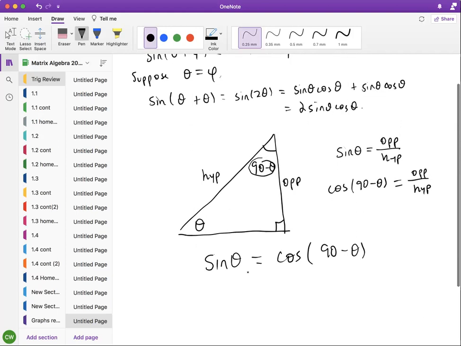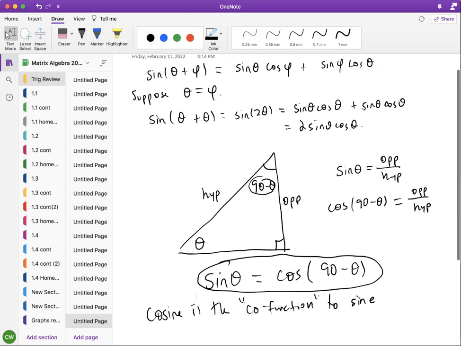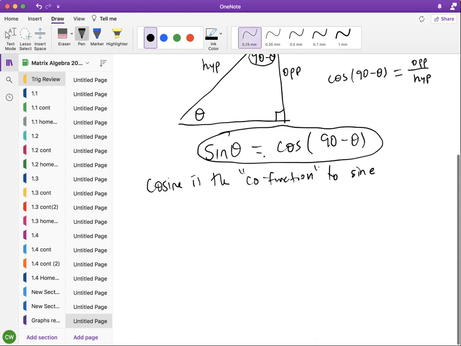This relationship is called cofunction. Cosine is the cofunction to sine, because if you differ the angle by 90, then you get sine. Okay, so let's use this fact. And by the way, it works both ways, right?